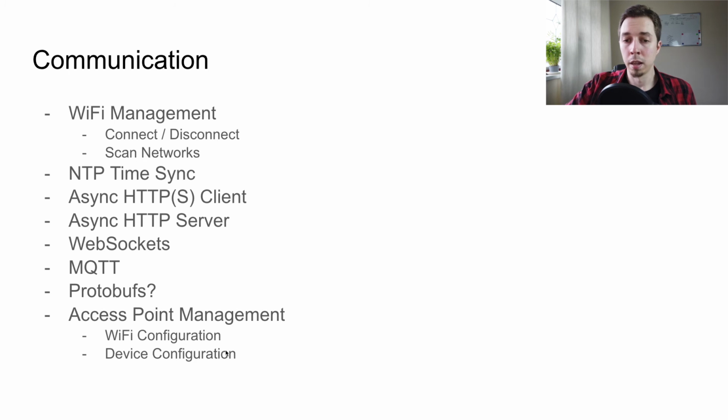And the last one, access point management, that consists of Wi-Fi configuration and device configuration. So let me explain. Access point, basically with this device, you can create a Wi-Fi network, and once a user is connected to this Wi-Fi network, you can essentially use the web server to display an interface, right? And that interface could be for Wi-Fi configuration, right? So imagine you have a production grade device, and you would like your user to make this device connect to his own Wi-Fi, right?